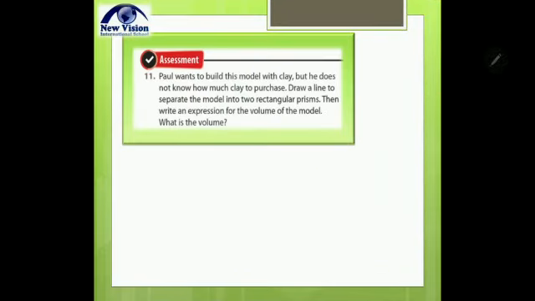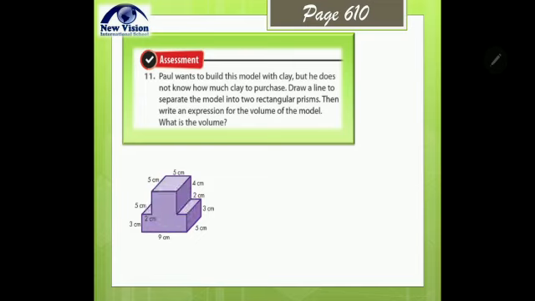We're down to our last item, number 11. Paul wants to build this model clay, but he does not know how much clay to purchase. Draw a line to separate the model into two rectangular prisms. Then, write an expression for the volume of the model. What is the volume?